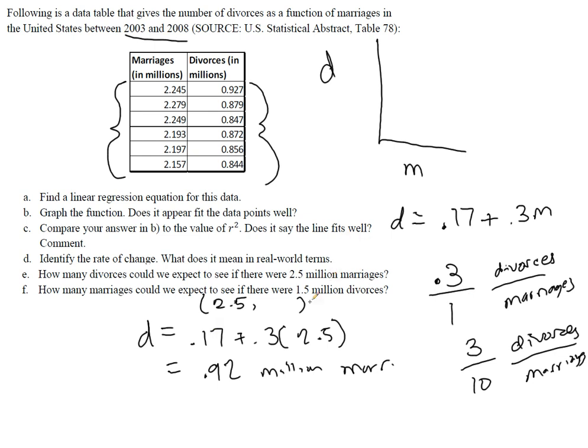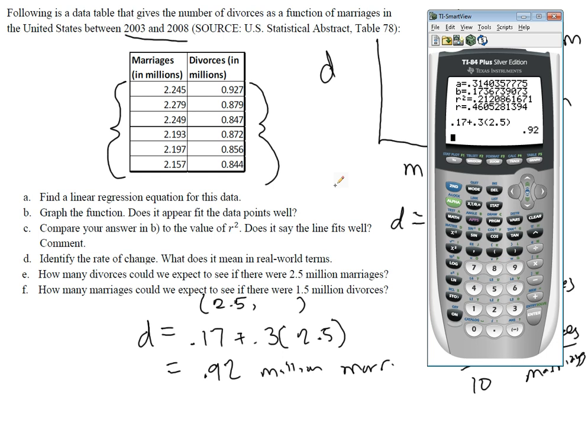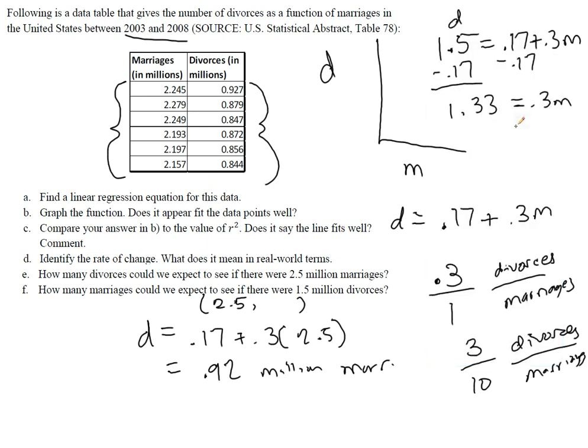Well, what if there were 1.5 million divorces? How many marriages would there be in that case? So what we want to know is, if we have 1.5 divorces, we replace D with that value: 0.17 plus 0.3 times M. How many marriages would there be? So we do our typical subtract the constant. That gives us 1.33 equals 0.3 M. 1.33 divided by 0.3 comes out to 4.4 equals M. So there are approximately 4.4 million marriages when there are 1.5 million divorces.